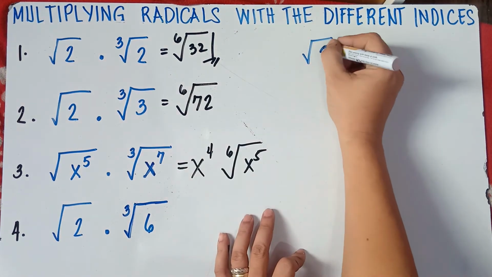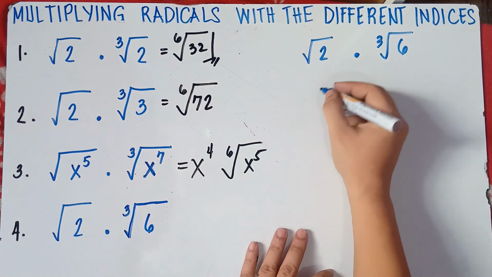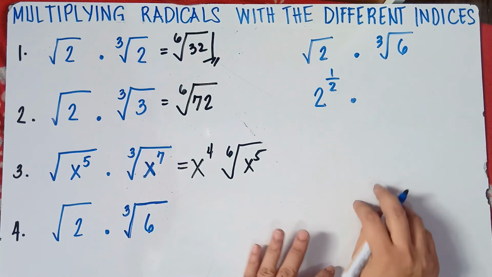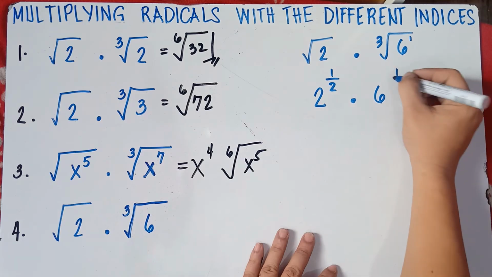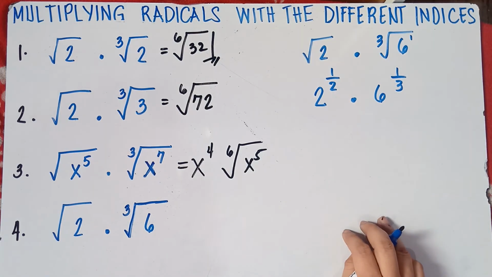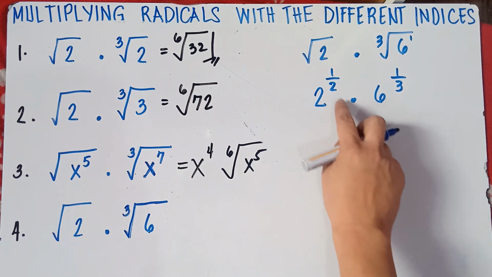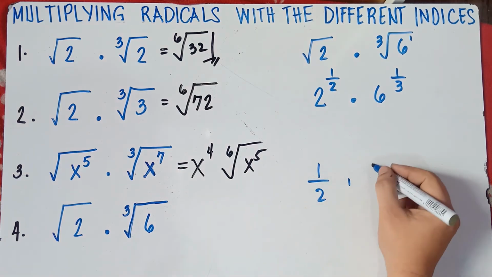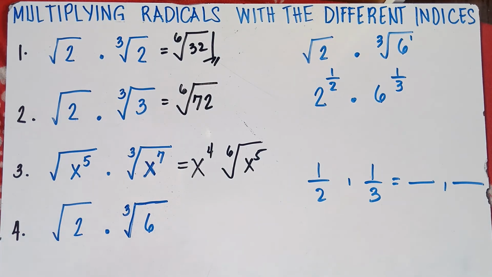So the square root of 2 multiplied by the cube root of 6. Convert this into rational exponents: 2 raised to the power of 1/2 times 6 raised to the power of, understood that there's a 1 here, 1/3. Once again, we cannot apply the product rule because they don't have the same base. So we need to find the LCD of 1/2 and 1/3. We need to find other fractions, class, that are equivalent to 1/2 and 1/3, and they will have the same denominator.